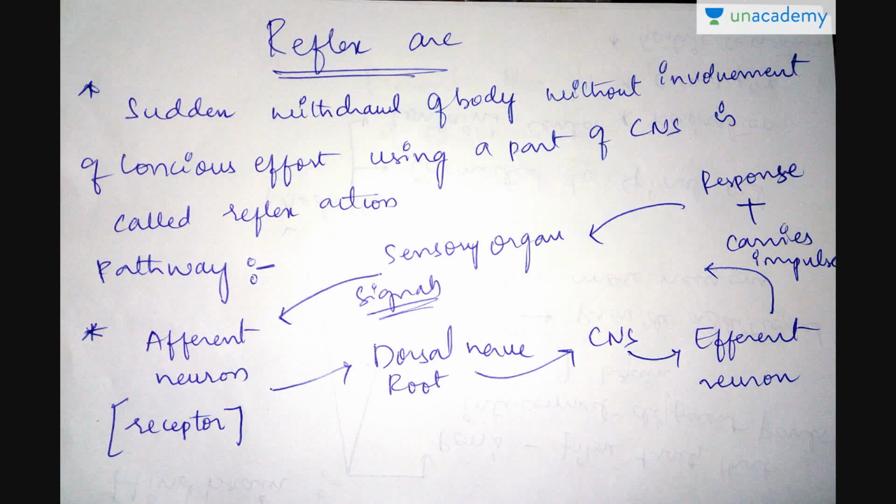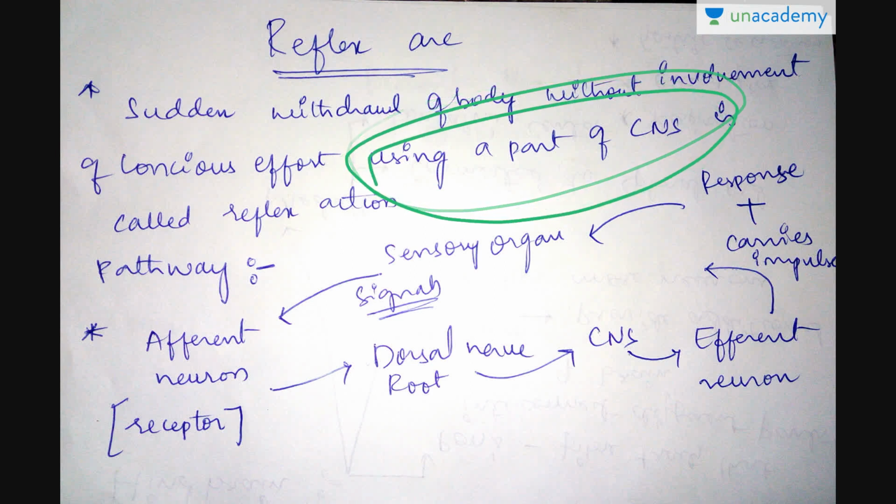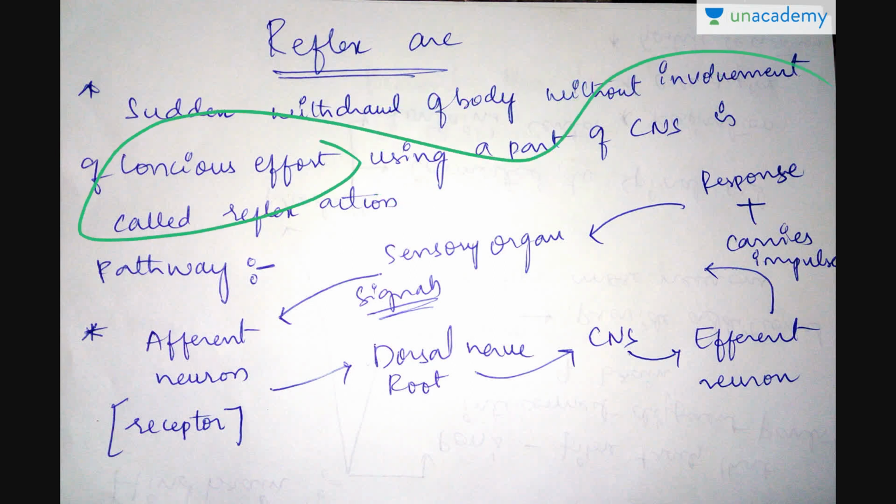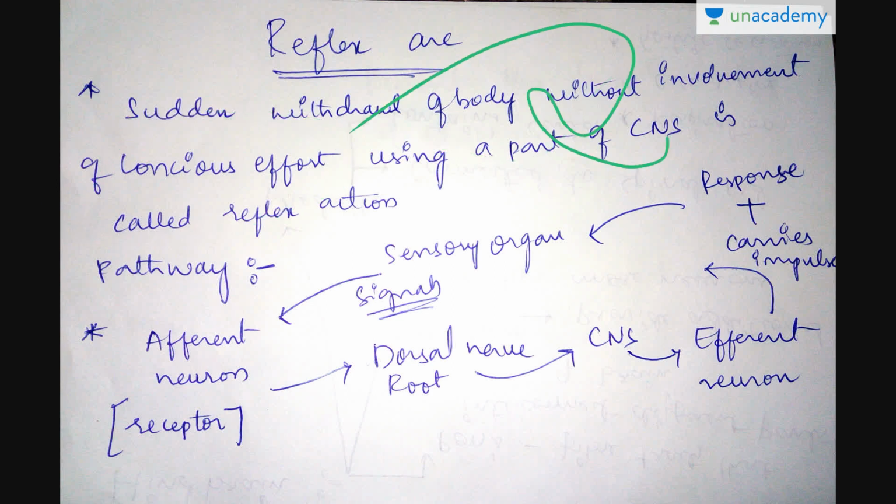Let us see what is a reflex arc. So a reflex action is nothing but a sudden withdrawal of our body without involvement of our conscious effort. This uses a part of CNS of our brain. So what is a reflex arc? Reflex action is nothing but the sudden withdrawal of body without involvement of our conscious effort using a part of our CNS. These in general terms can be called sudden reactions to external stimuli.